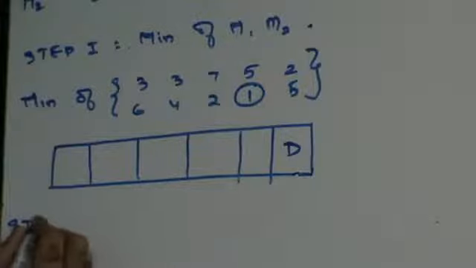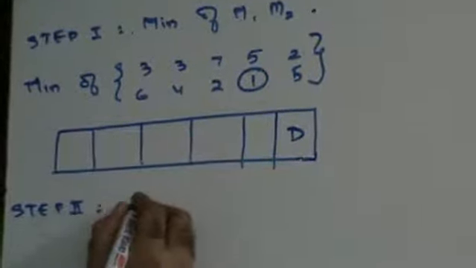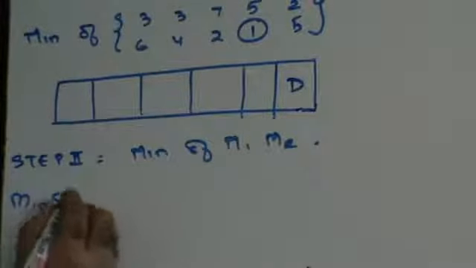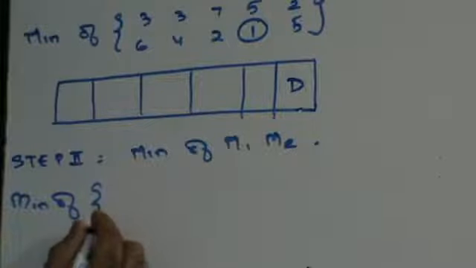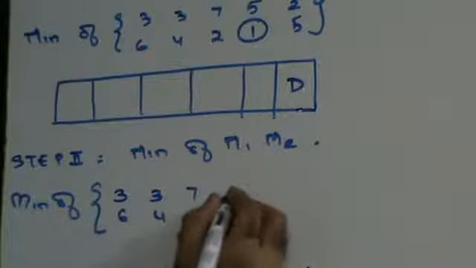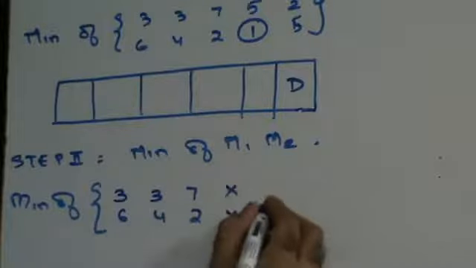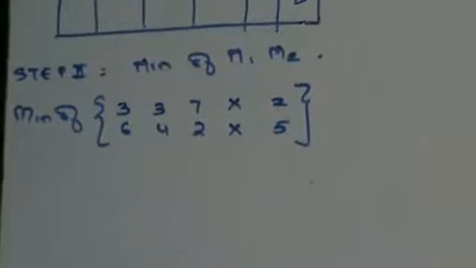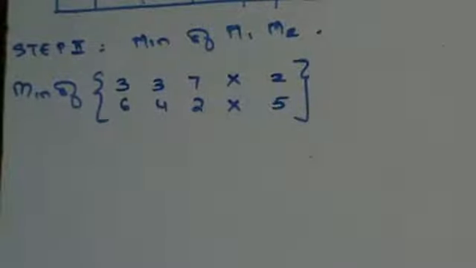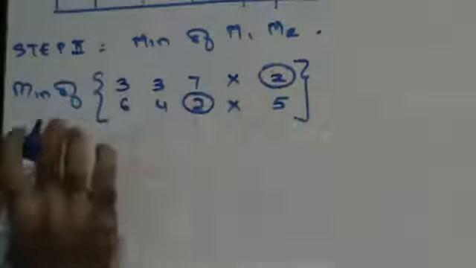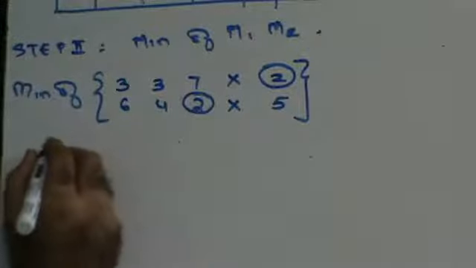Next, step 2. Same, minimum of M1 and M2. Whatever minimum you already found, that particular column will be cancelled. So this is 3, 6, 3, 4, 7, 2, 5. This one is cancelled because this particular column has already been selected. Now, let's see how we do this. The smallest element is 2 and 2. One of them is in the first row, the other is in the second row. So let's draw this.